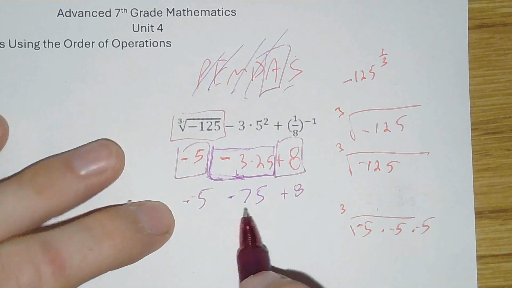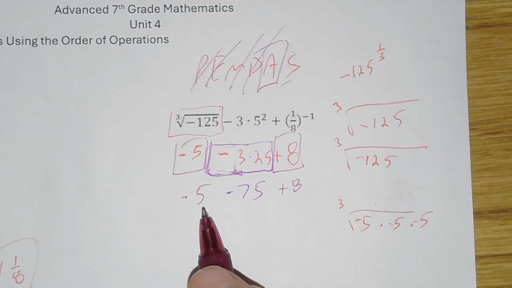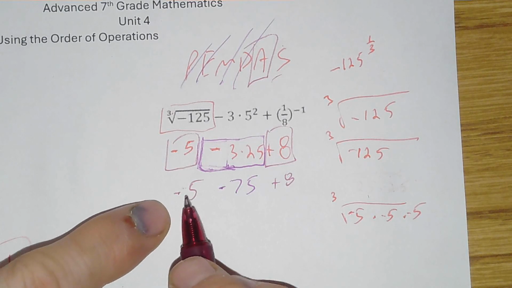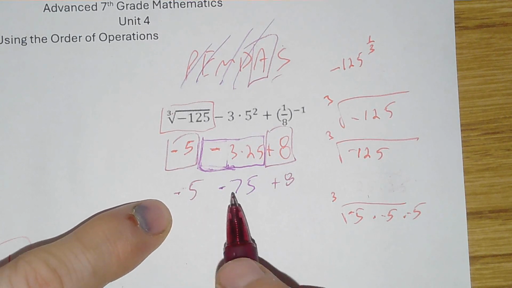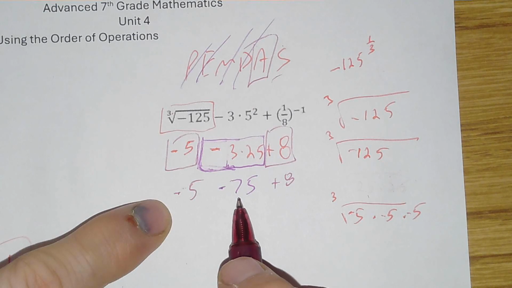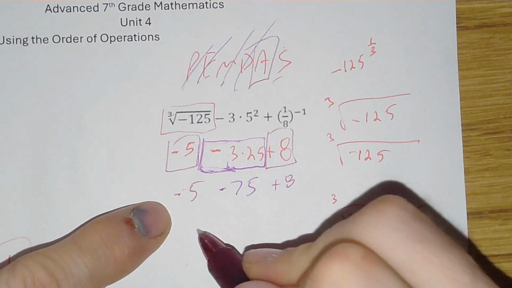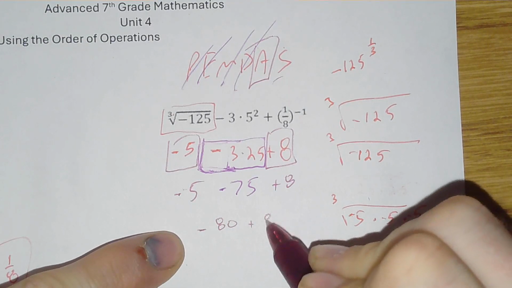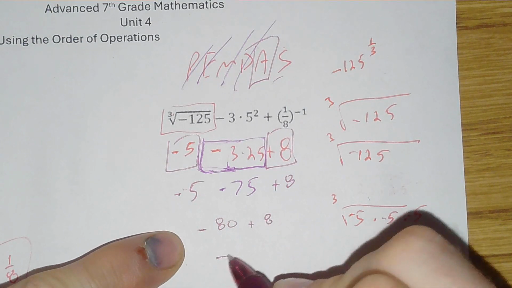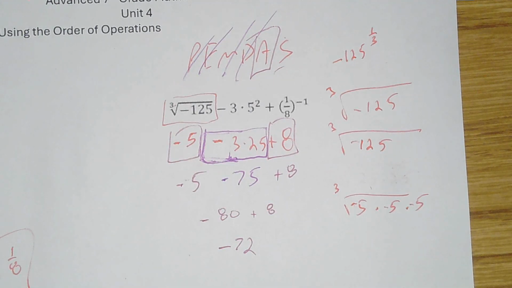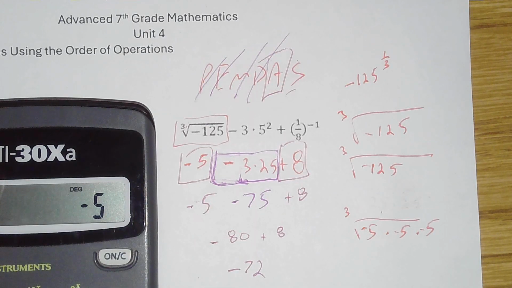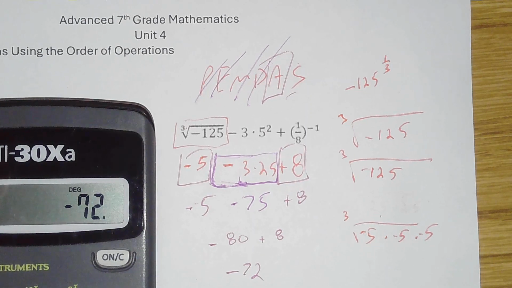If I add 75 and 5, I'm going to get 80. Or if I take 5 minus 75, I'm going to get negative 80, plus 8, I'm going to get negative 72. Check it with the calculator: negative 5 minus 75 plus 8, negative 72.